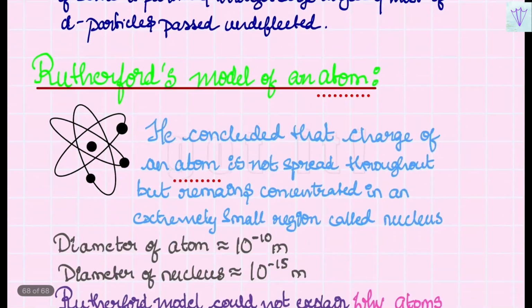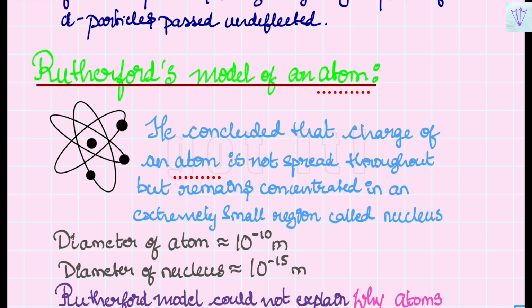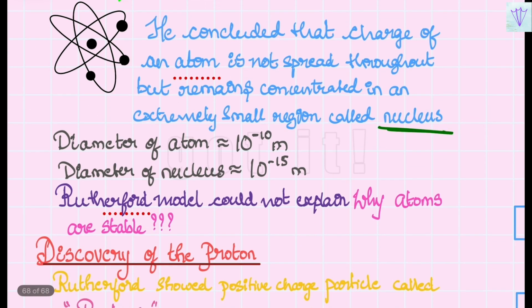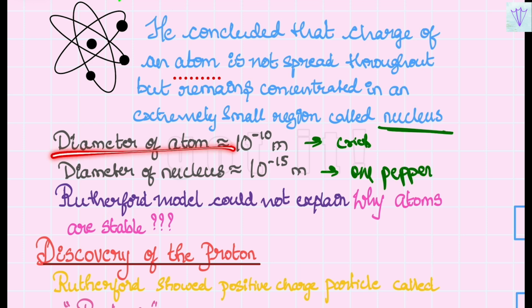Then Rutherford came up with Rutherford's model of an atom. He concluded that the charge of the atom is not spread throughout but remains in a concentrated part, an extremely small region known as the nucleus. He also said that the diameter of an atom is approximately 10^-10 meters, and the diameter of the nucleus is 10^-15 meters. You can take the atom to be a cricket ground and the nucleus a pepper grain in it. That is the difference in size between the atom and the nucleus.